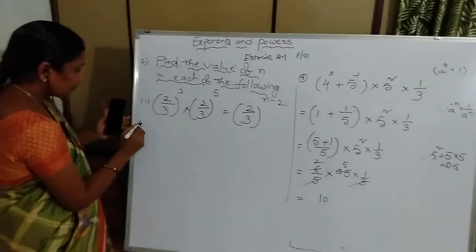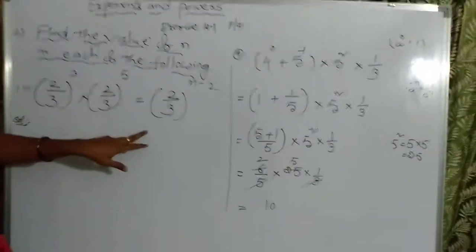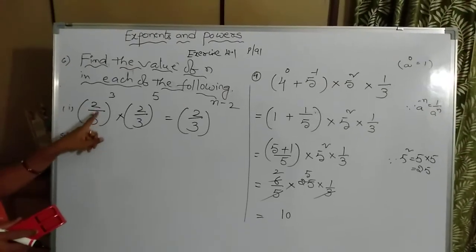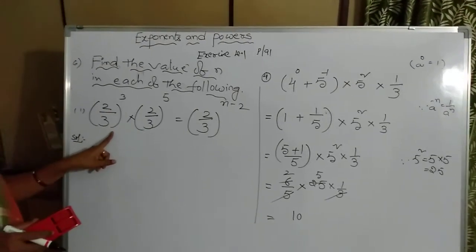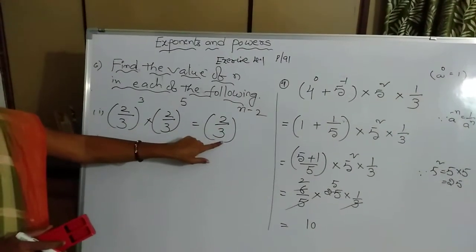So, we can prepare the solution. In LHS and RHS, the bases are equal. In the LHS part, what is the base here? 2 by 3 is the base. And in RHS, what is the base here? 2 by 3 is also the base.